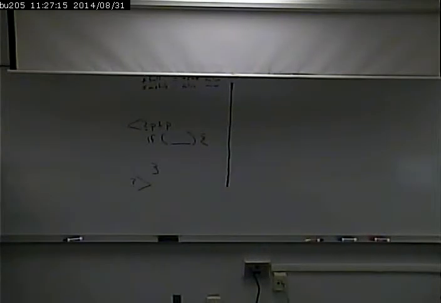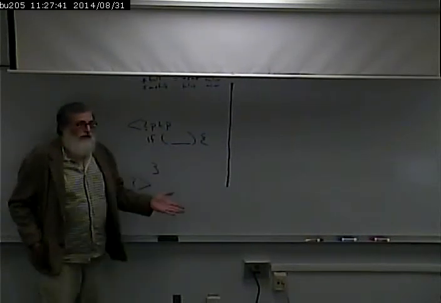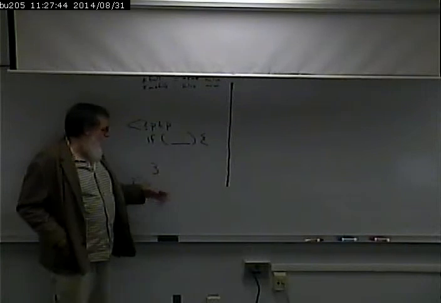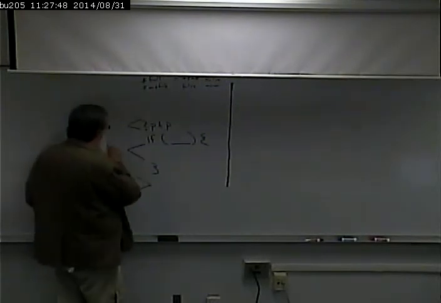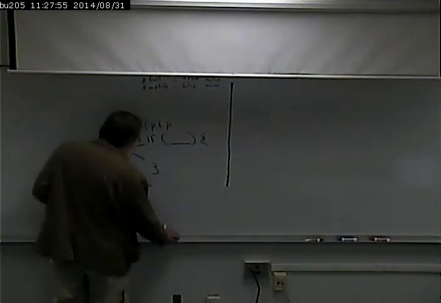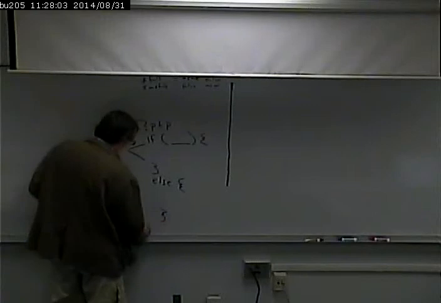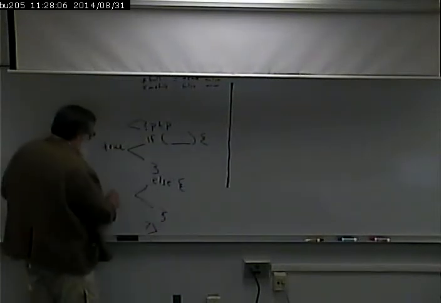Alright? I could say if hours are greater than 40, calculate overtime. If the credit card date is prior to today, then reject the purchase because the credit card's expired. Whatever. But there's a condition that evaluates to either true or false. I then have a chunk of code that I do if the condition is true. Alright. I optionally have a block of code that I can do if the condition is false.